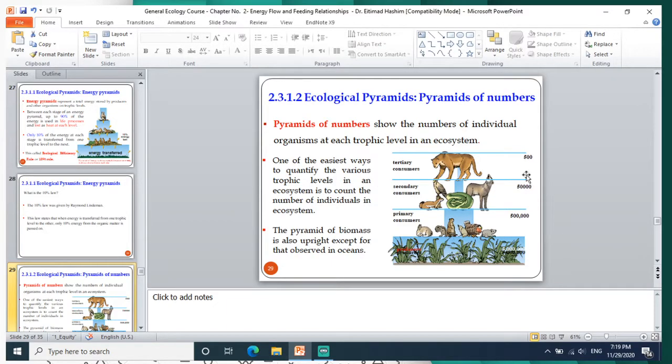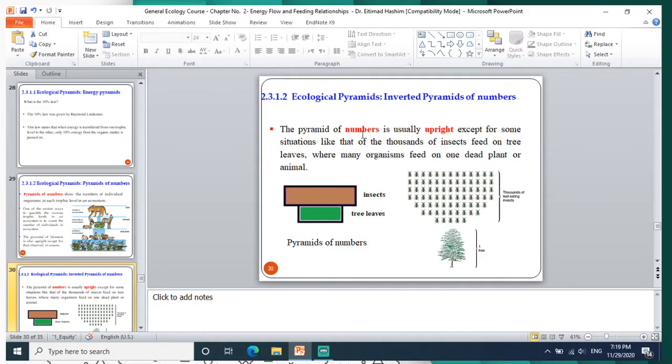One of the easiest ways to quantify the various trophic levels in an ecosystem is to count the number of individuals. The pyramid of biomass is also upright, except for that observed in the ocean. We will see this later. But here, the pyramid of numbers will most times be upright. But when we go to the oceans, we will see later how it can be upside down, an inverted pyramid.